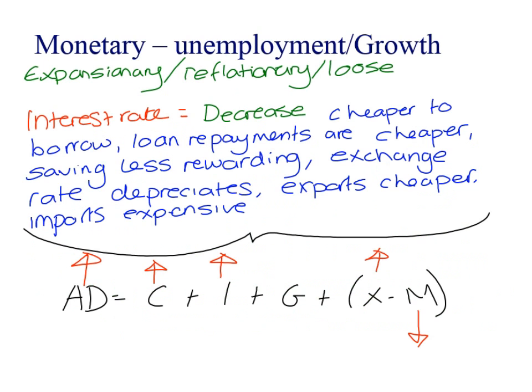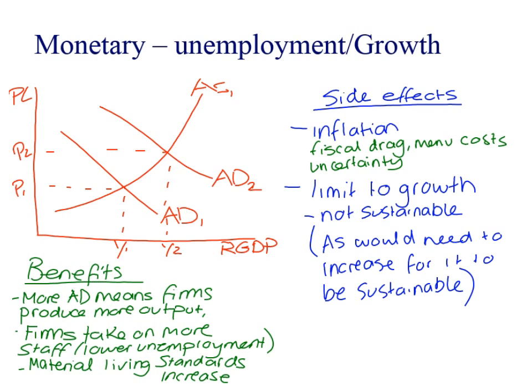So what should you do if you want to reduce unemployment or encourage growth? So you're going to want to use expansionary monetary policy. So you'd want to decrease the interest rate. So we get all of these things happening. This is our level 3 analysis there, and the effect is that it should increase aggregate demand, and this looks like this on a diagram.